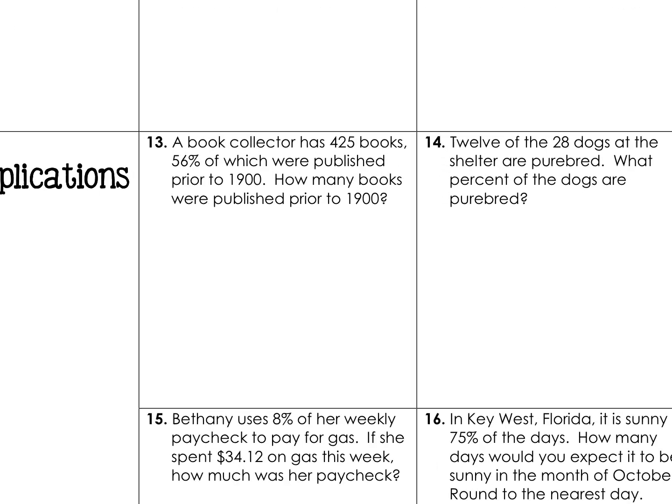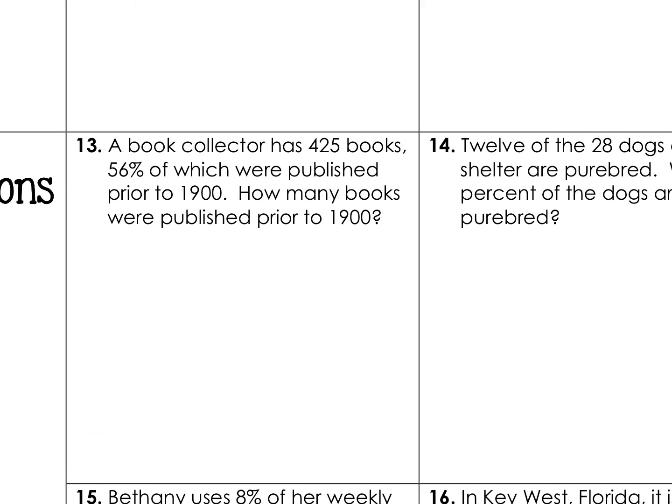Now let's take a look at a couple of word problems, just so we have an example of how this looks in a more real-life type of situation. A book collector has 425 books, 56% of which were published prior to 1900. How many books were published prior to 1900? All right, so we're going to identify what numbers we have. We have the 56%, we have 425 books, and then we also have this 1900. And we're going to talk about which of those numbers we're going to use.